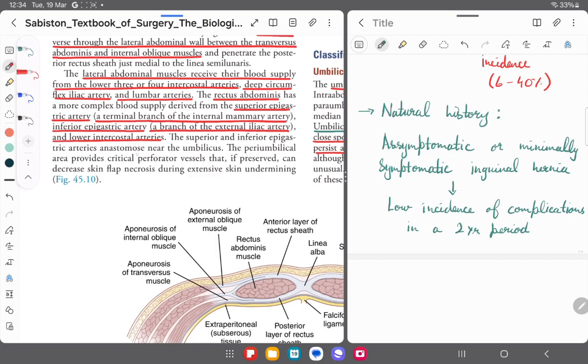Superior and inferior epigastric arteries anastomose near the umbilicus. The periumbilical area provides critical perforator vessels that, if preserved, can decrease skin flap necrosis during extensive skin undermining.